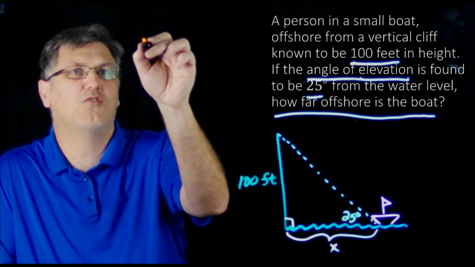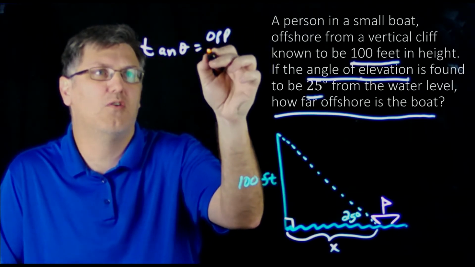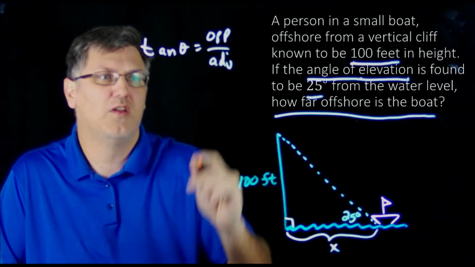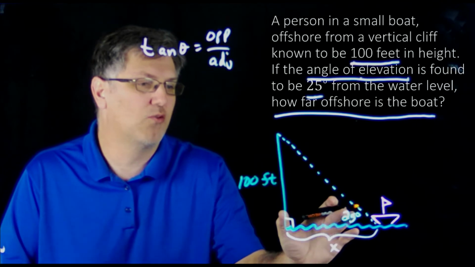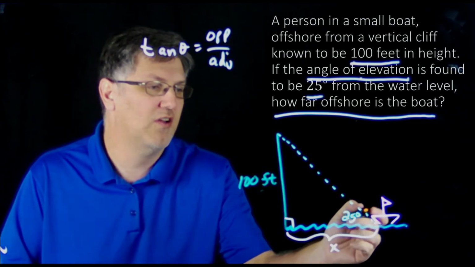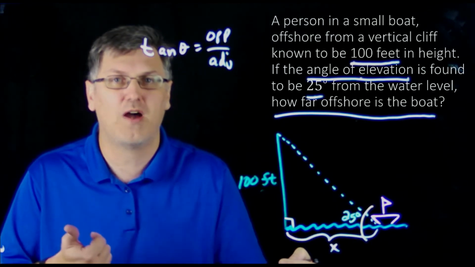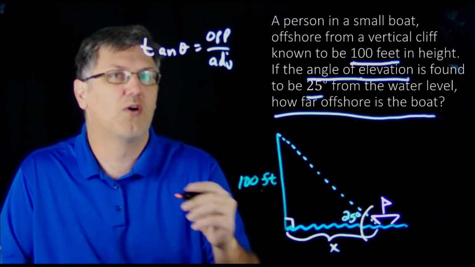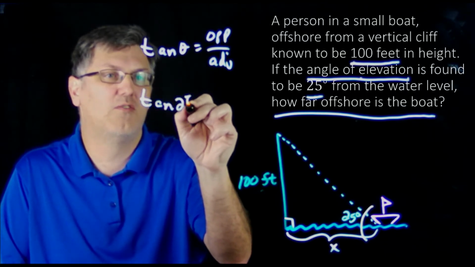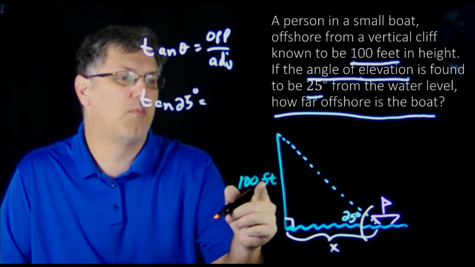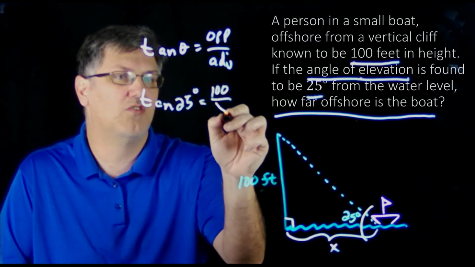So that means I need to use tangent of theta, which is going to be my opposite over my adjacent. Here's my opposite. Here's my adjacent. Of course, opposite from 25 degrees and adjacent. You can draw that little arc like I showed you in class. And if your arc touches both, it'll touch the hypotenuse and the adjacent. So I can just fill in what I know. I know that tangent of 25 degrees equals my opposite, which is 100, divided by my adjacent, which is x.